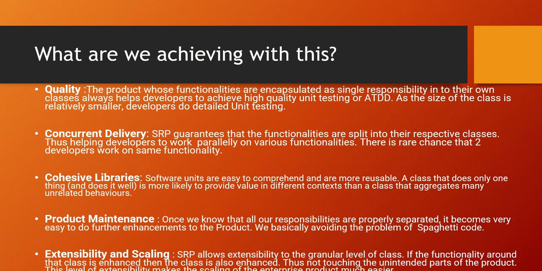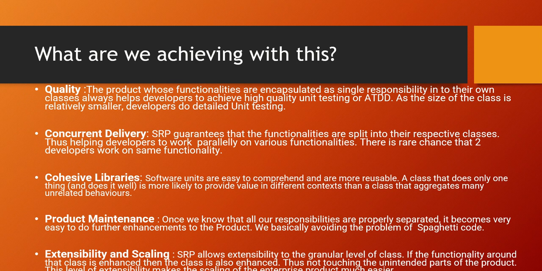Cohesive libraries. Software units are easy to comprehend and are more reusable. A class that does only one thing and does it well is more likely to provide value in a different context than a class that aggregates many unrelated behaviors. Mark this statement, guys. So software units are easy to comprehend. Comprehend means it's very easy to understand, and they are more reusable.